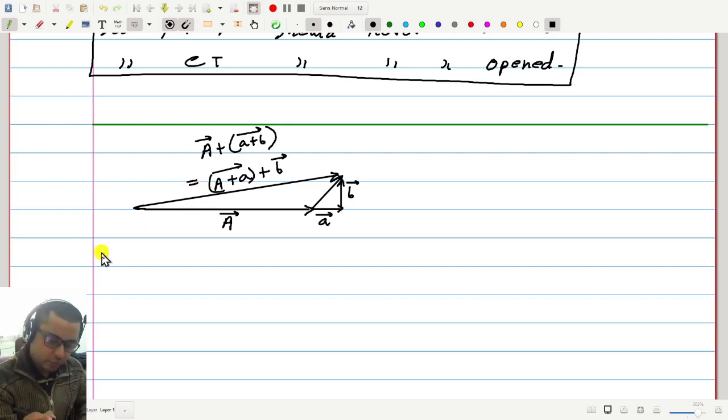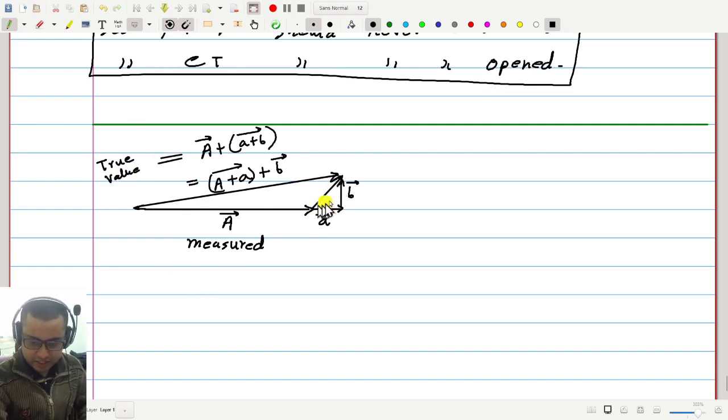Now suppose this vector is the measured quantity, the measured value of a voltage or a current, and suppose this is the true value or true quantity of that voltage or current, and this vector is the difference between the true value and the measured value. So this you can say is the error quantity.